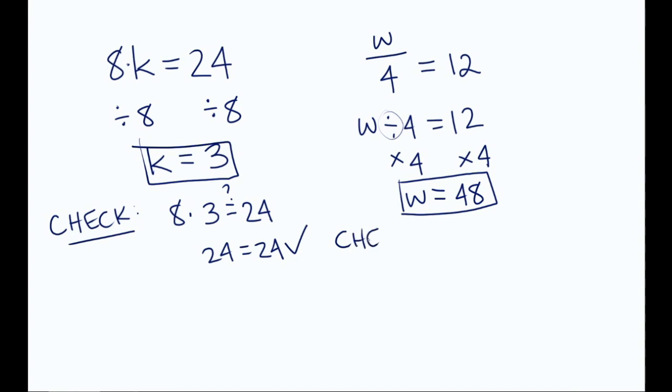So check. Down here, I'm going to start off with my original equation up here. So that's going to be w, which is now 48, divided by 4. Does this equal 12? Well, 48 divided by 4 does equal 12, so we are all set. Let's do one more before we take a little break. What if I had 2/3 times x equals 10?